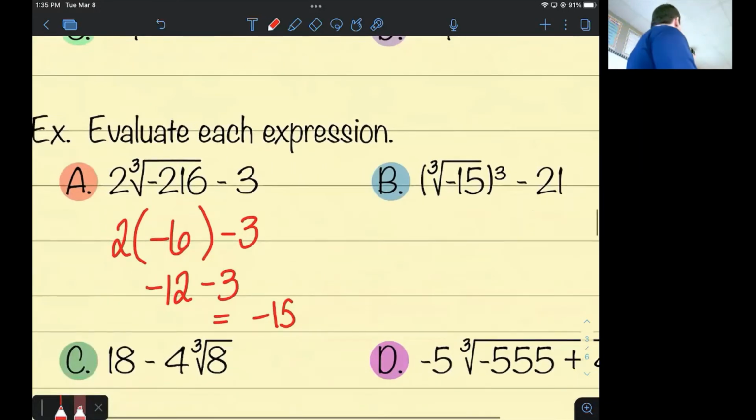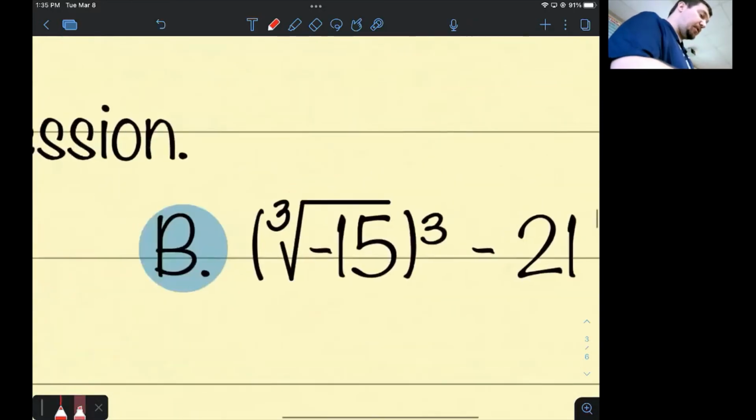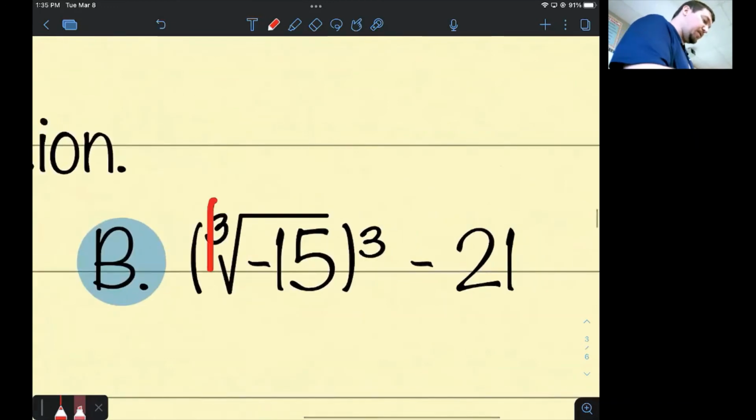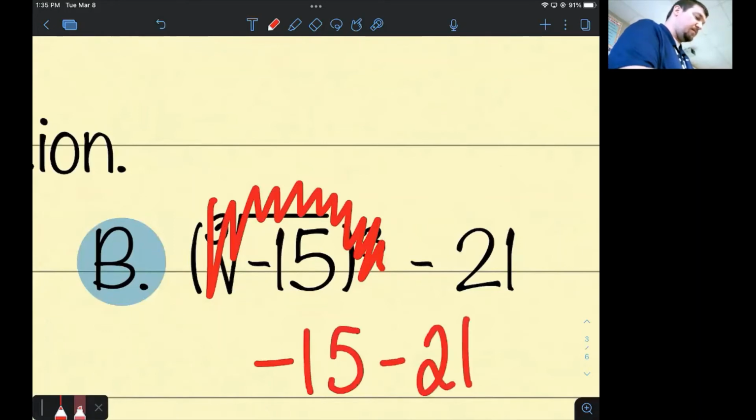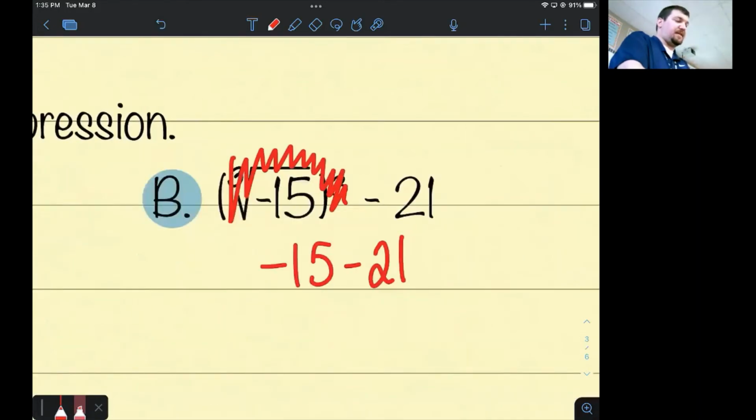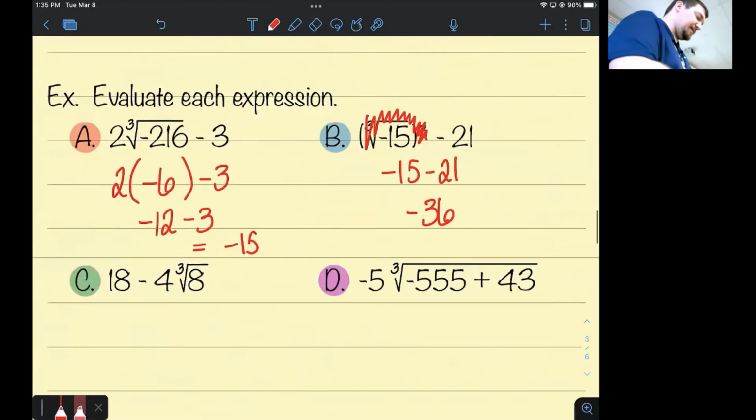What happens if I'm cubing a cube root? What's going to happen, Maddox? Yeah, absolutely nothing's going to happen. If I'm cubing a cube root and they're inverses, then it all cancels out. And I'm just left with negative 15 minus 21. Maddox, what's negative 15 minus 21? Negative 36. Yep. Same as negative 15 plus negative 21. Same sign, keep the sign.